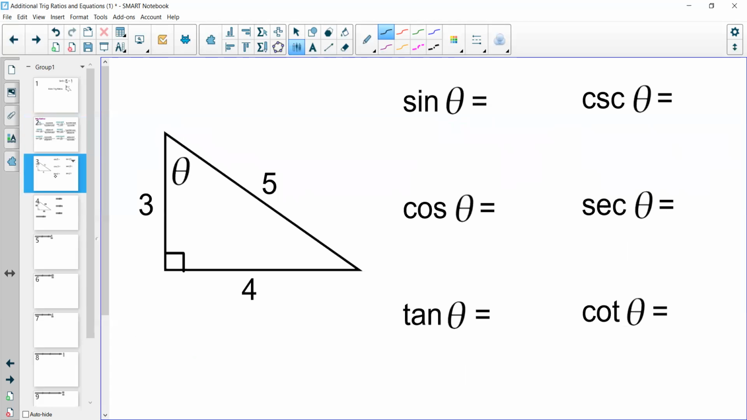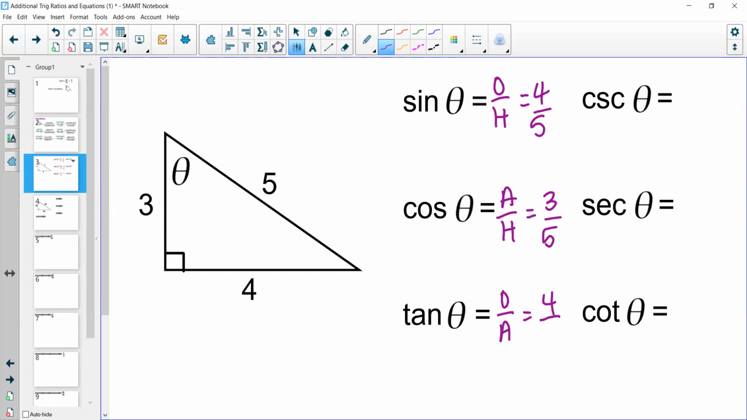So let's take a second to find these different trig ratios here. Using this triangle and this angle theta, let's go through and find sine, cosine, tangent, cosecant, secant, and cotangent. So sine, remember, is opposite over hypotenuse. So this is going to be 4 over 5. Cosine is adjacent over hypotenuse, meaning that this is going to be 3 over 5. And tangent is opposite over adjacent, or 4 over 3.